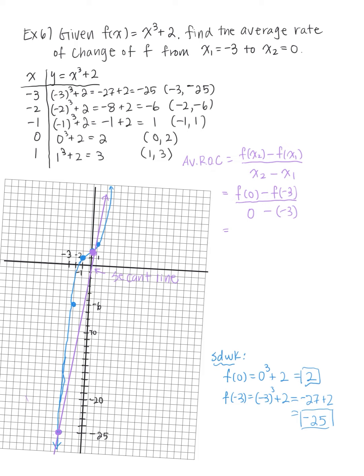Now let's plug that in, and we're going to get f of 0 was 2 minus f of -3 was -25, and then all over 0 minus -3, so this becomes +3. So what are we going to get? This is 2 plus 25 over 3, which is 27 over 3, which is 9. It kind of makes sense because look how steep that line is. The steeper it is, the bigger the value for the slope. So here our answer is going to be 9.